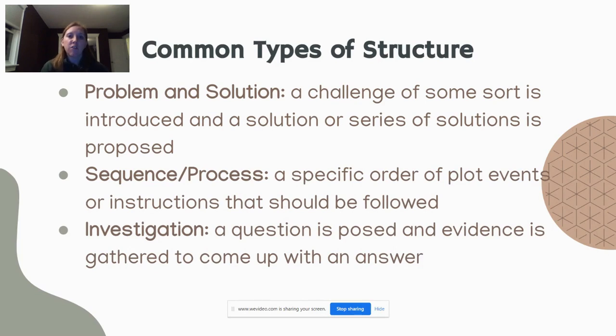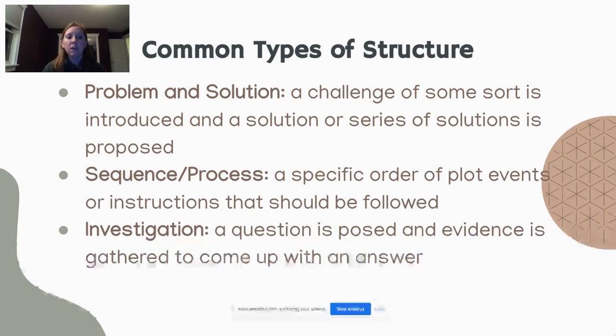Or you could think of it like an informational text. Maybe there's instructions for something and you need to follow them in a certain order. So, like directions on how to make something, or maybe you're taking something apart and you want to see what all the pieces are, and they have to get put back together in a certain way. Those are all things that would be sequence or process structures because they have to be done in that order.